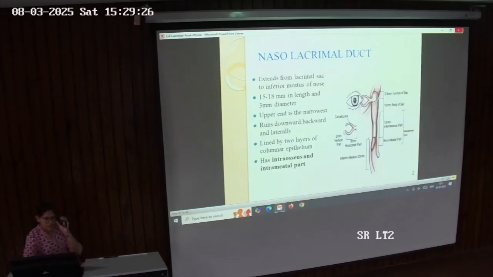The nasolacrimal duct extends from the lacrimal sac to the inferior meatus of the nose. The length of the nasolacrimal duct is around 15 to 18 mm and the diameter is about 3 mm. The upper end is narrowest. The direction is downward, backward and laterally, and it is lined by two layers of columnar epithelium. It has two parts, intraosseous and intramural part.